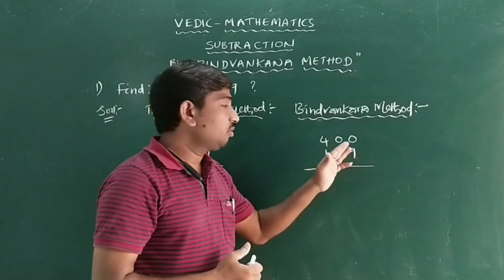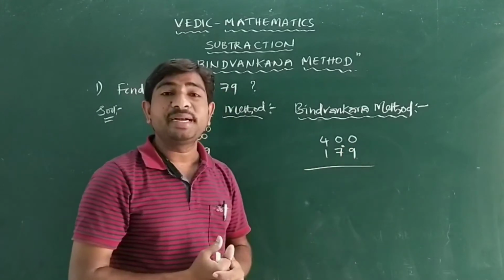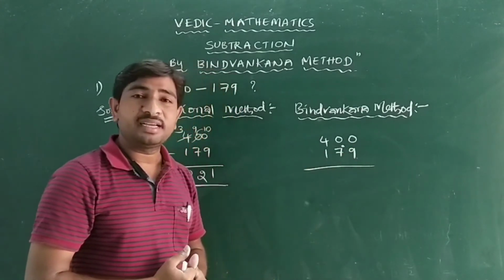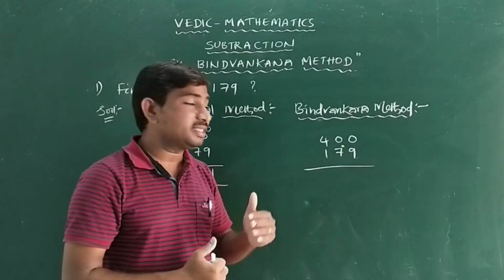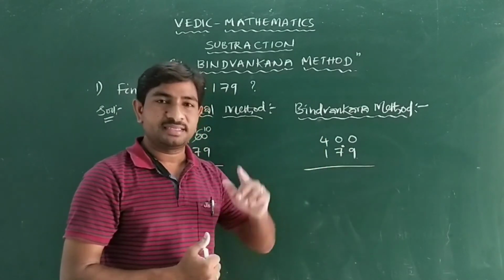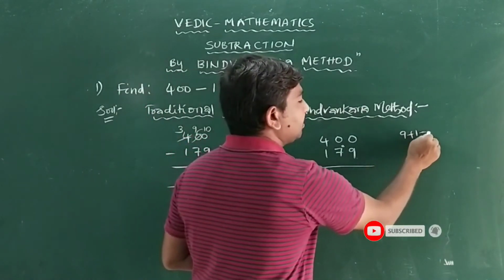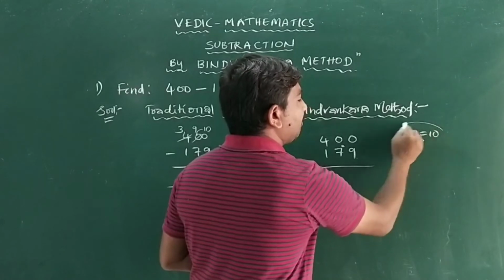Now we have to choose the complement of 9. What is our base? Here we are considering the base as 10. So the complement of 9 is 1, to get 10. 9 plus 1 is 10, right? That's why 1 is the complement of 9.